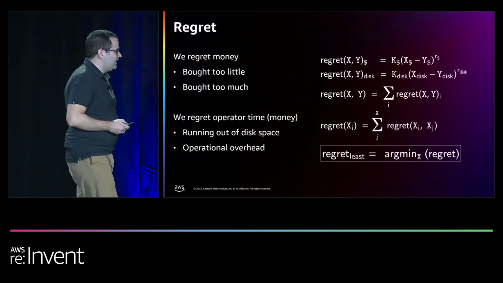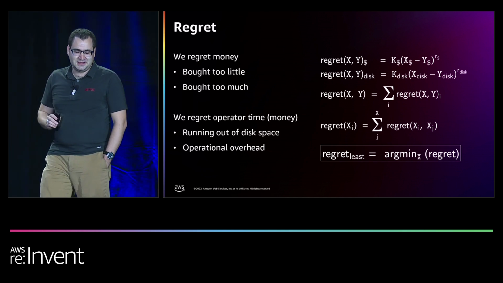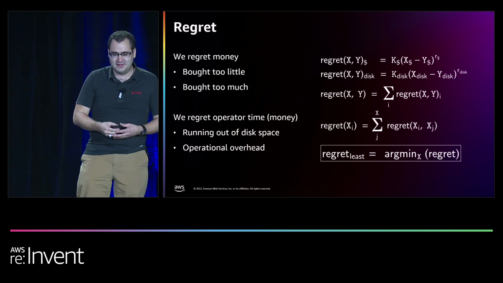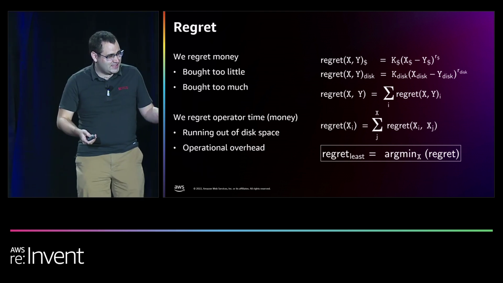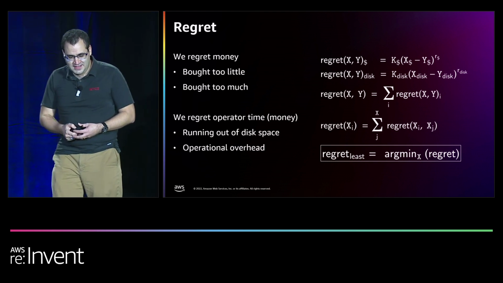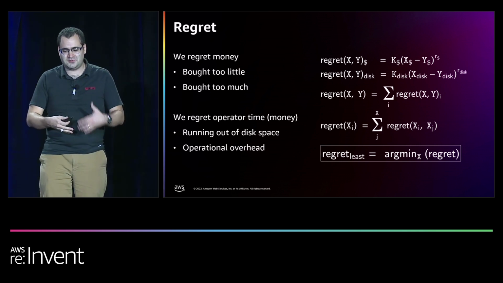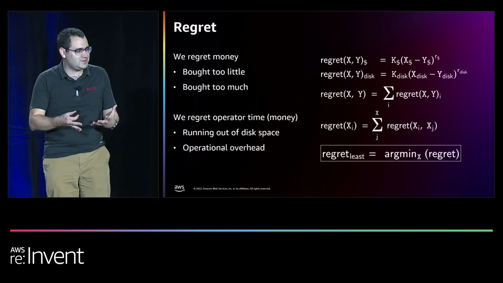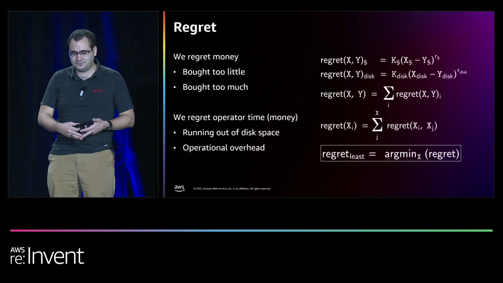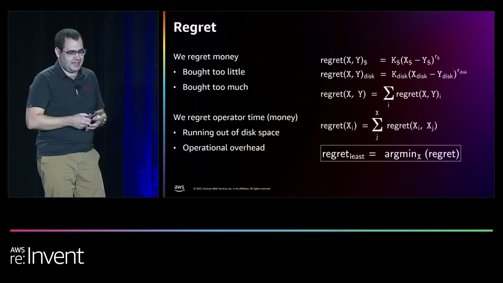But how do we define regret? Well, at Netflix, we regret money. We regret buying too few computers. That's called under-provisioning. We should have bought 100 computers. We bought 10. Oh, man, we're under-provisioned. We also regret buying too many computers. That's wasting money, right? We could have used that money to make more episodes of Friends. We don't want to spend that on computers. We also regret operator time, because operator time is also money. If I have to recover a cluster that has run out of disk space at 2 in the morning, that is expensive to my company. So I want to bias towards not having to spend operator time either. Operational overhead, over-provisioning, under-provisioning, they're all just different forms of money.